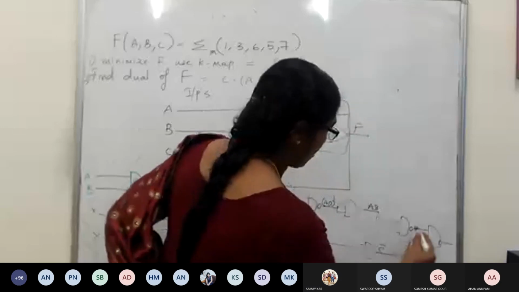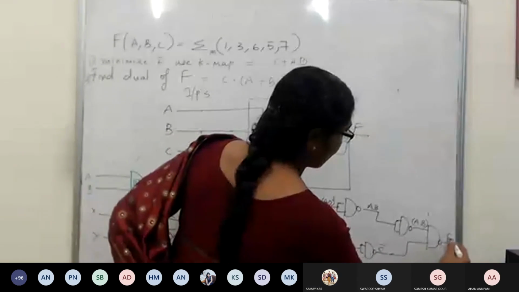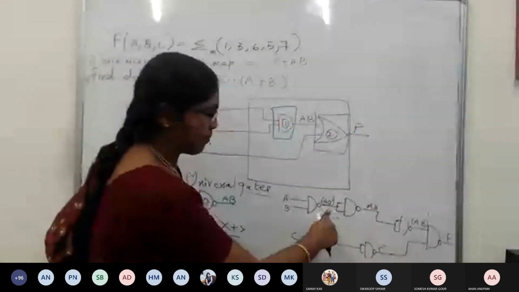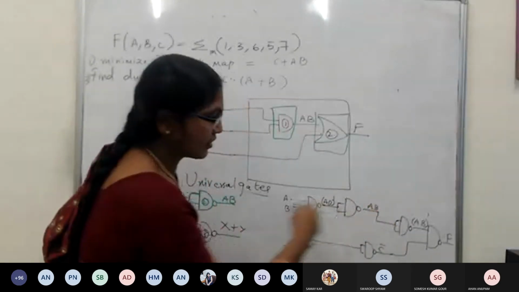So now here AB whole bar is coming. Then afterwards, this will be your final. Okay, now see here carefully. Here I have AB bar. Again I require AB bar. I am wasting this gate, right?